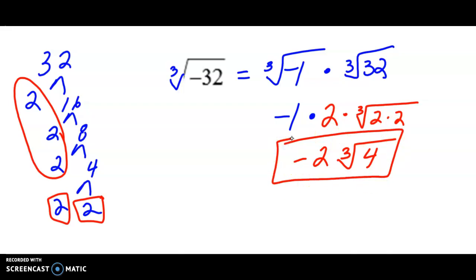All right, let me know if you have any questions, and please try the rest of the problems on this sheet. The answers are on the last page. Let me know if you get stuck.